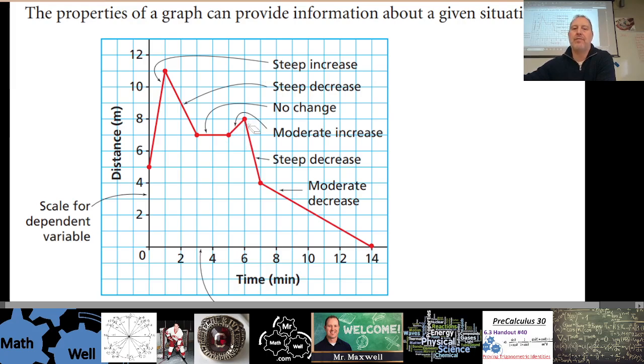And then we have, from 8 down to 4, a negative 4 meter change. Down 4 meters in 1 minute. And then a moderate decrease here: 4 meters of change, from 4 down to 0, from minute 7 to 14, in 7 minutes. So 4 meters per 7 minutes. So the object or the person is moving quite fast in the steep parts. It's moving quite slow in the not so steep parts. The flat is like not moving. That make sense?